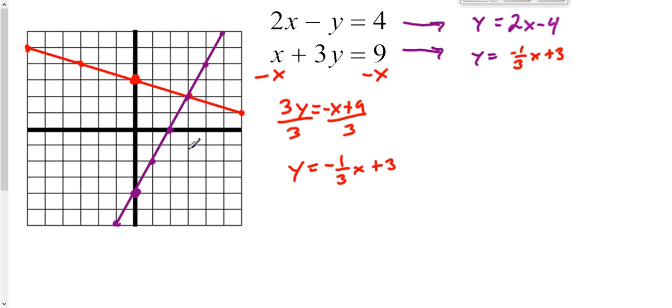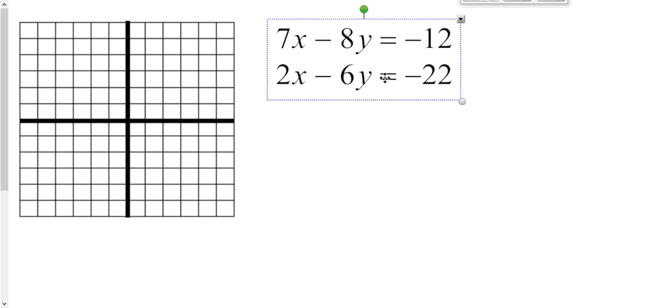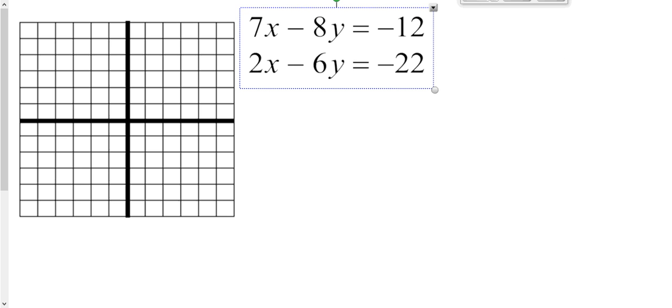Let's record where it is. Yeah, let's use that choice. It is at 3, 2. Now for this last one, this should definitely be a different equation. But we're going to graph it and we're going to see what happens.